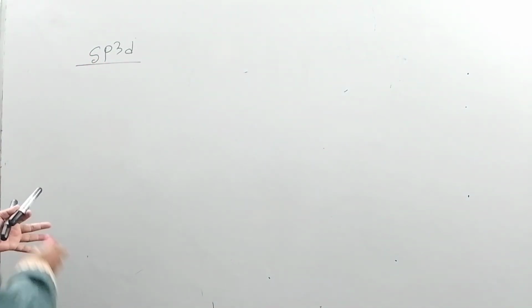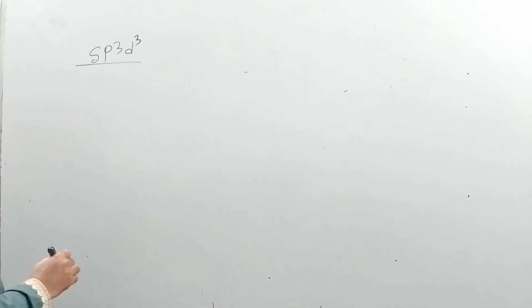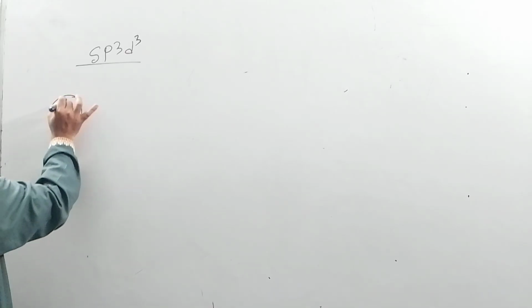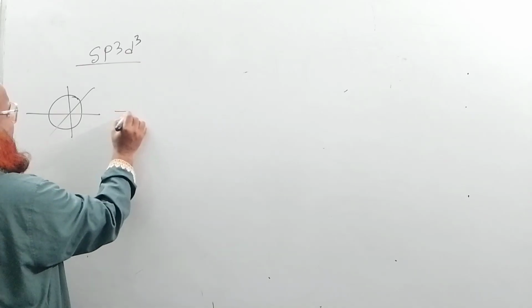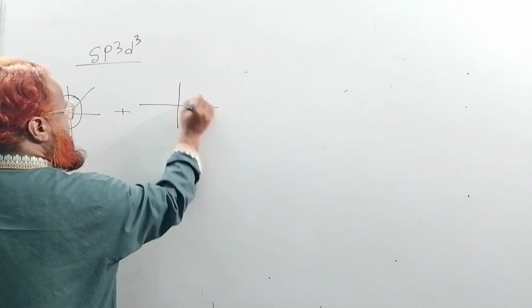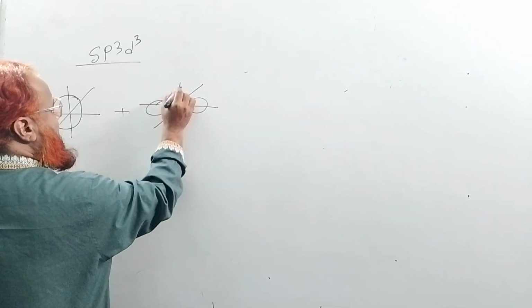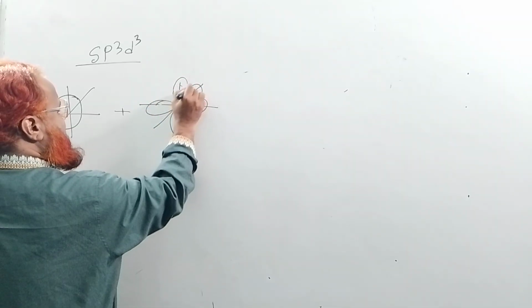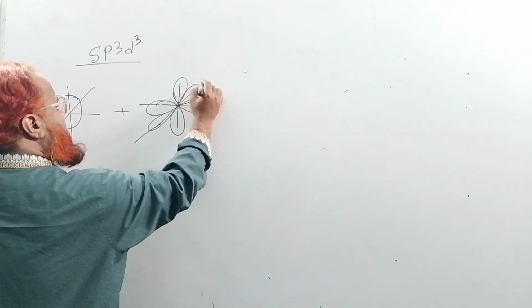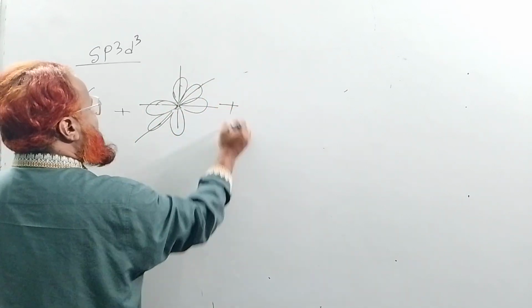Now, the last one here, sp3d3, is one s and three p: px, py and pz, and three d: dxy.